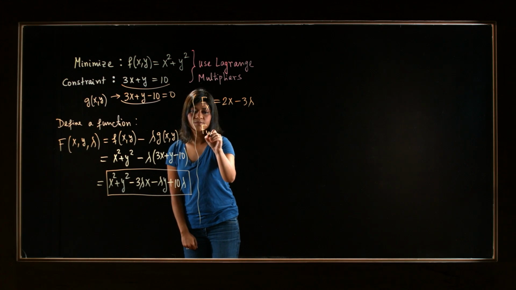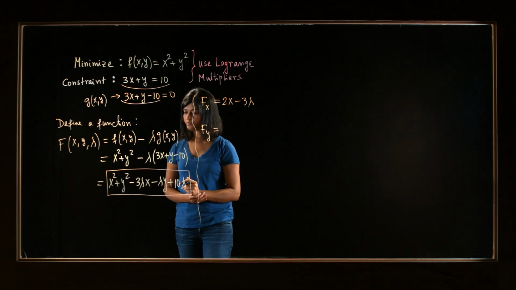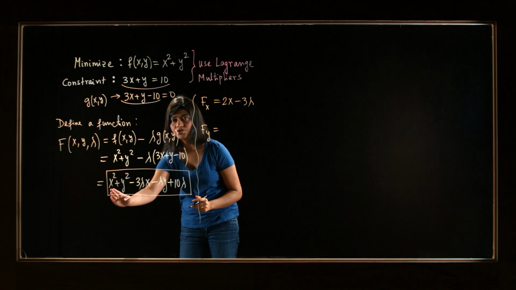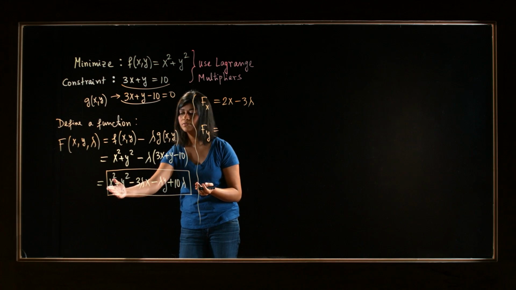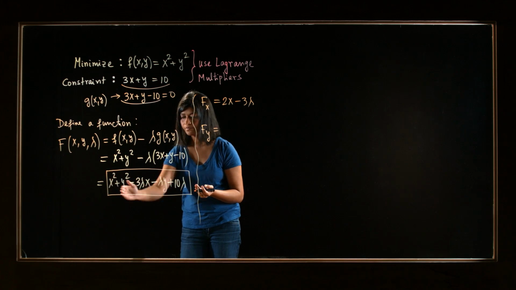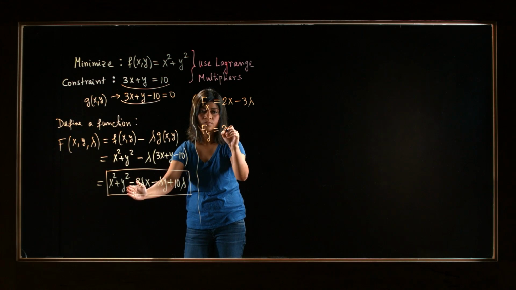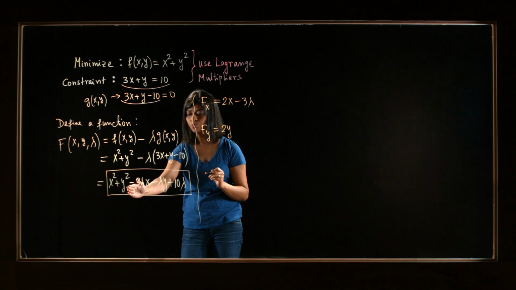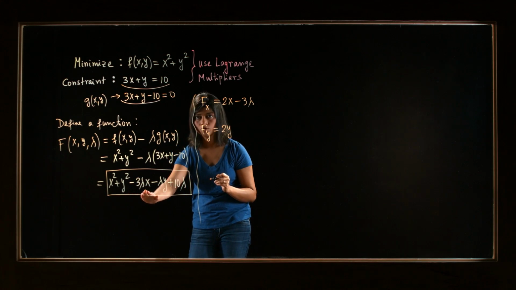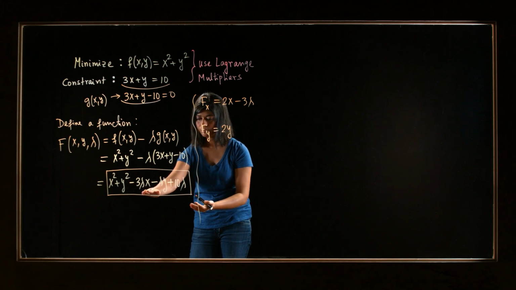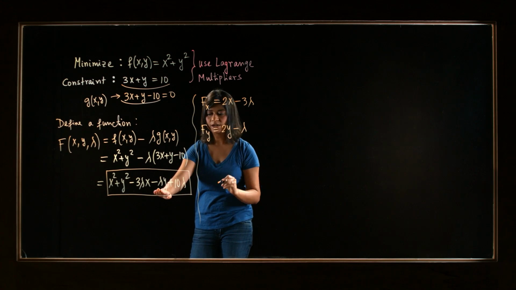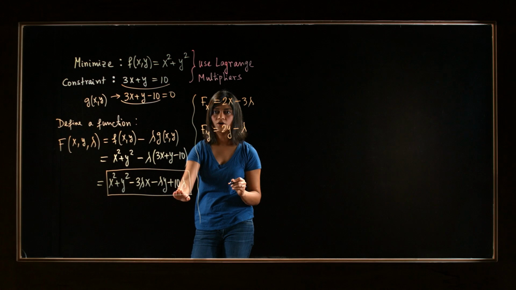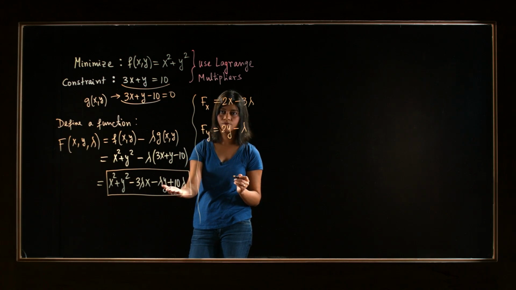Next, compute Fy. Same way again, the first term has x, not y, and therefore it's a constant, so the derivative is 0. For the second term, the derivative of y squared is 2y. Third, no y, derivative is 0. Fourth is negative lambda times 1, and then the last term is a constant again, so its derivative is 0.